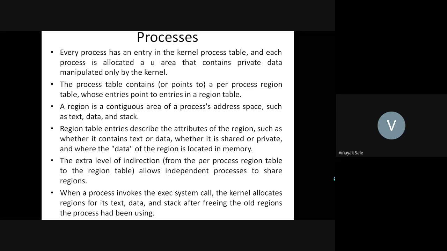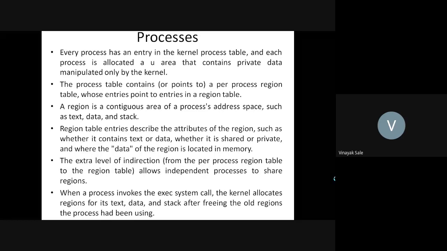And a region is a continuous area of a process's address space, such as text, data, and stack. Region table entries describe the attributes of the region, such as whether it contains text or data, whether it is shared or private, or where the data of the region is located in memory.